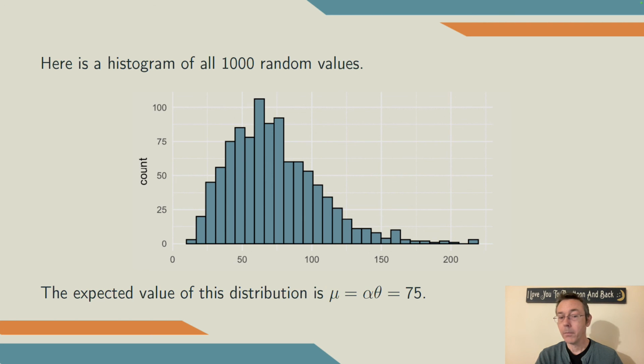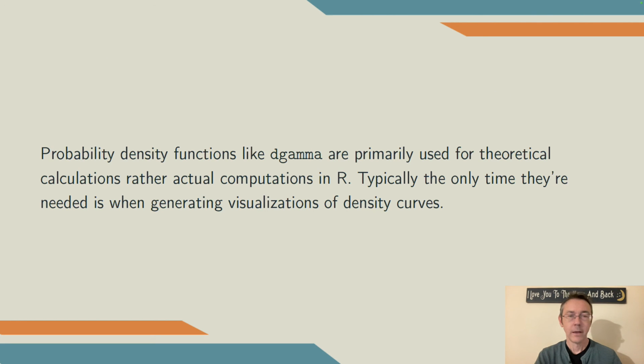We know that the expected value of the gamma distribution is alpha times theta, so if we do that arithmetic out, we get 75 in this case. If you put your finger under this graph at x equals 75, you expect the histogram to balance more or less. Now, we haven't mentioned dgamma in any of these examples, and the reason for that is that dgamma doesn't get used directly in probability calculations of any sort. It's mostly a theoretical construct.